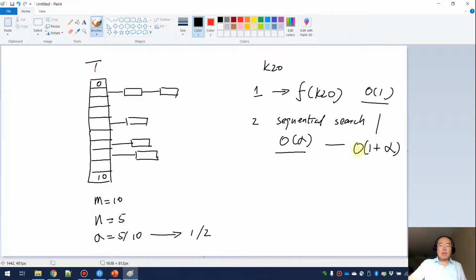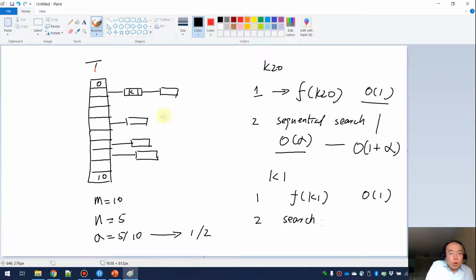So we are discussing a successful search. For example, we are searching for the K1. So in this case, we are looking for the K1. Okay, so for the first step, we have to do the hash function. So we send K1 to the hash function. This is a constant time again. And for number 2, we have to do another search. But for this search, we know K1 is guaranteed to be somewhere in this linked list.